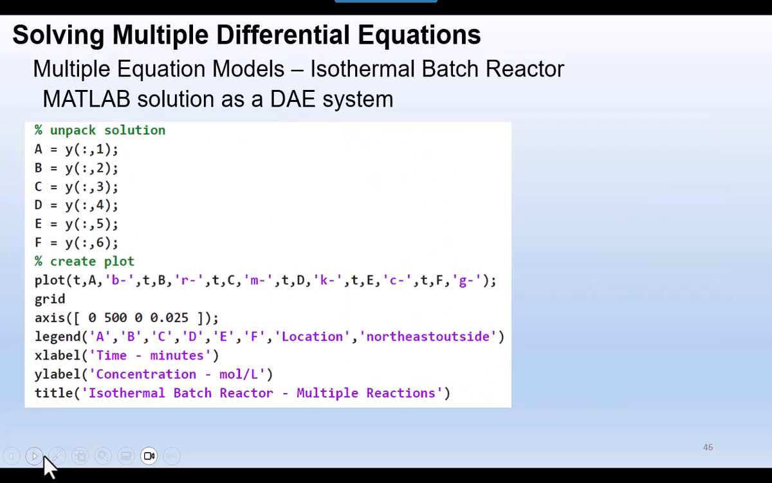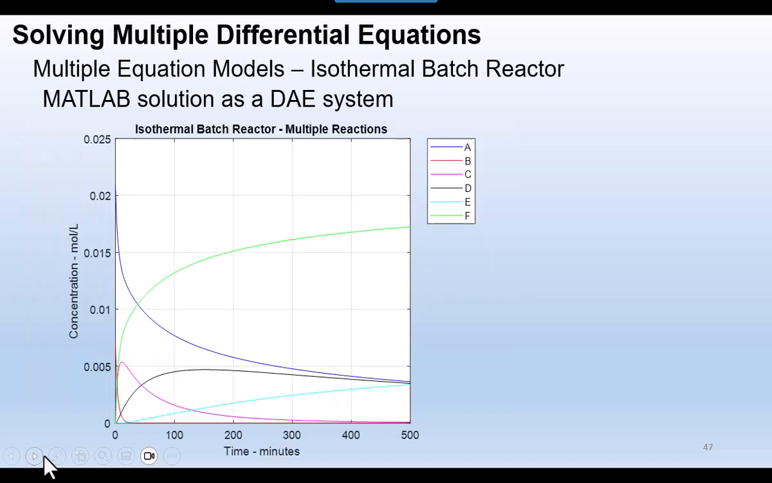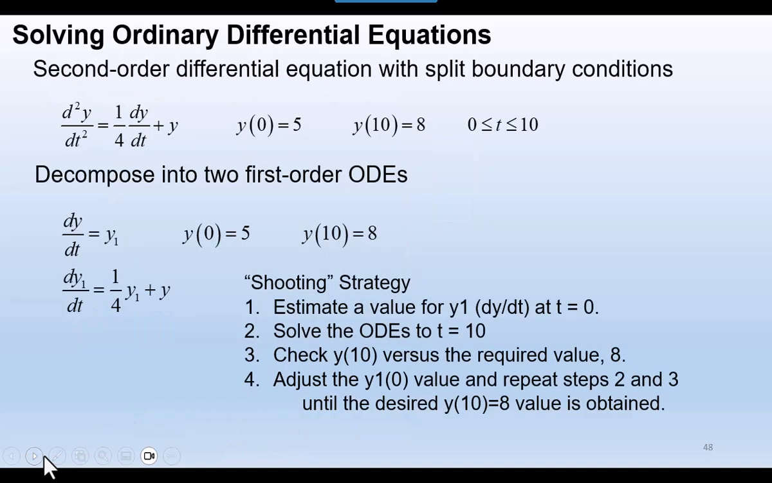This is the final part of that, unpacking the solution and preparing the plot. And then this is the plot, okay? So we're going to move on and deal with the final type of example that we have. This will illustrate it. And first, it's showing us how we can deal with a second order ordinary differential equation. And in this case, we have one with what are called a split boundary condition.